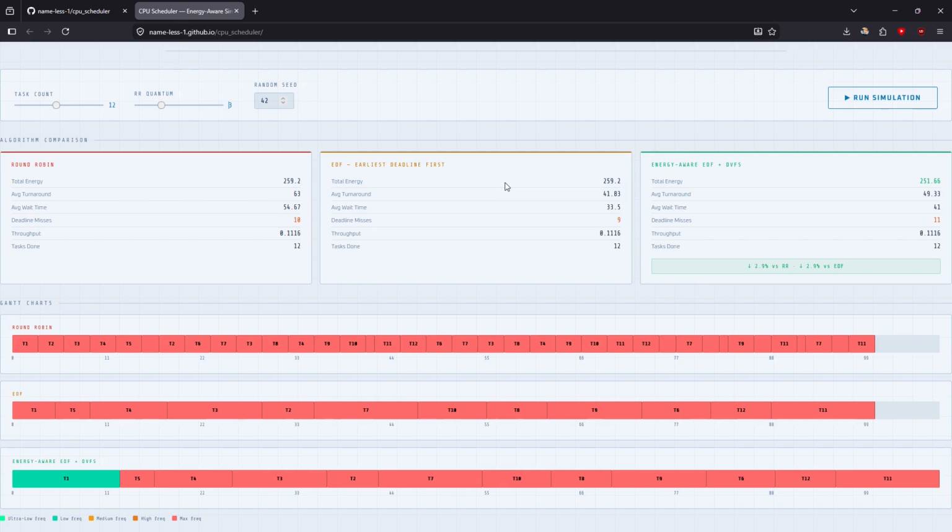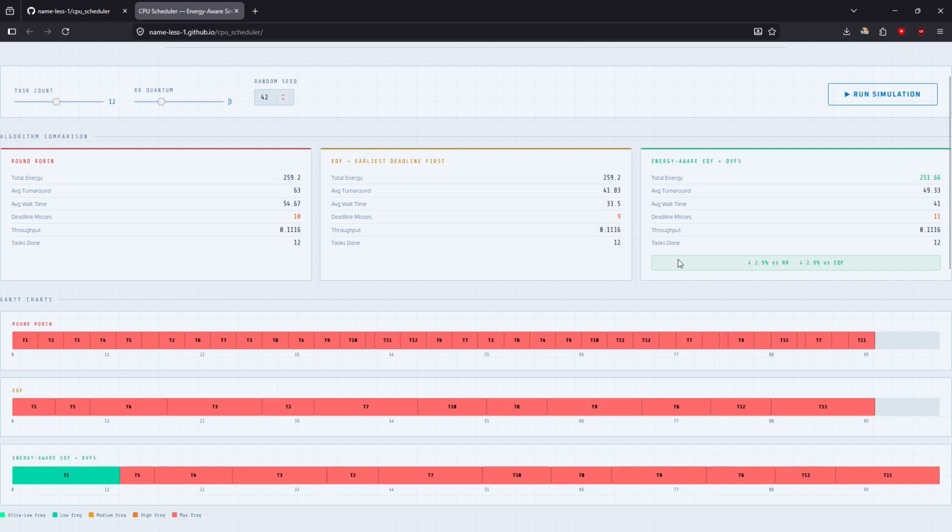Our algorithm runs EDF for ordering, but before execution, each task checks how much slack it has: the deadline minus the remaining time the task has. Based on that, it assigns one of five frequency levels: ultra low, low, medium, high, or max. Tasks with a lot of slack run slow. Tasks that are about to miss their deadline get full speed. Now my friend is going to continue.